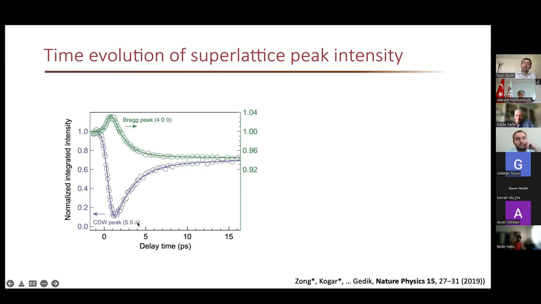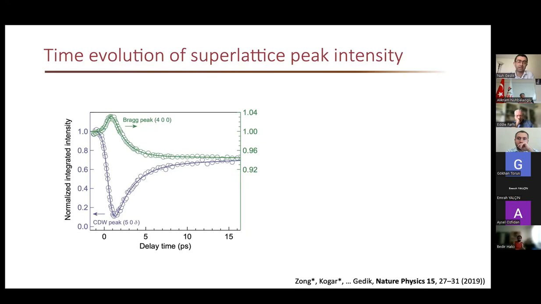Now, you can also look at the Bragg peak, which tells me about the lattice itself. You can see that the changes are only a few percent level, 1 or 2%, right? So I'm not doing anything drastic to the crystal. All I'm doing is melting this electronic phase, if you wish.